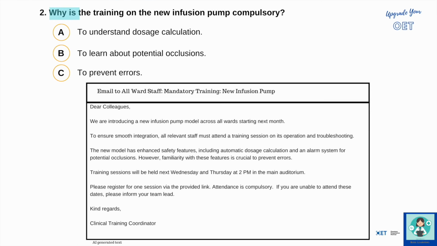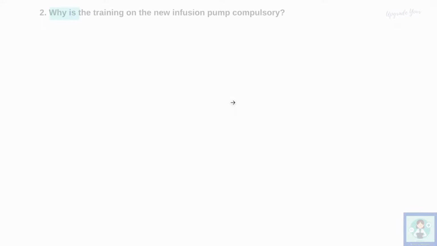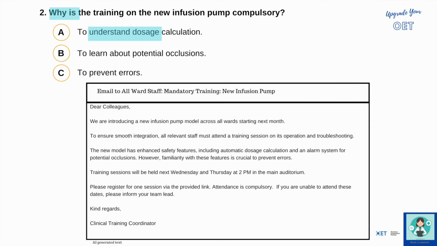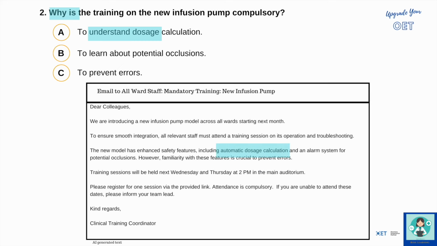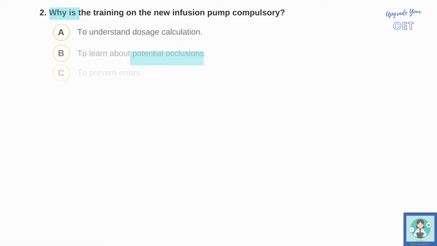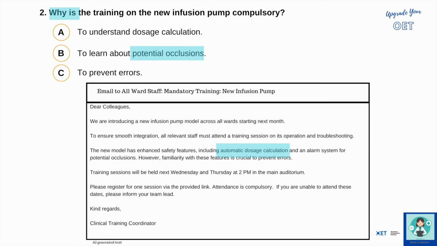Okay, number 2 then. Why is the training on the new infusion pump compulsory? So this is all about this mandatory compulsory training, but why is it compulsory? Is it to understand dosage? Well, in the text they do talk about dosage, but actually it's now going to be automatic. What about learning potential occlusions? Again, this is now going to be something automatic.